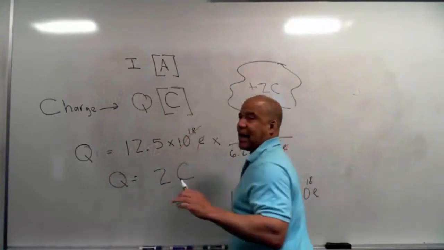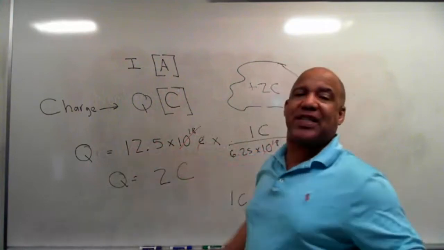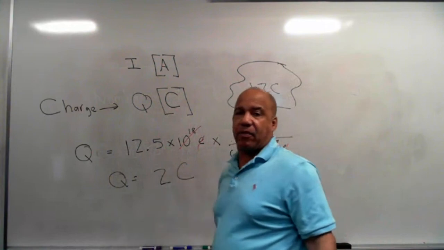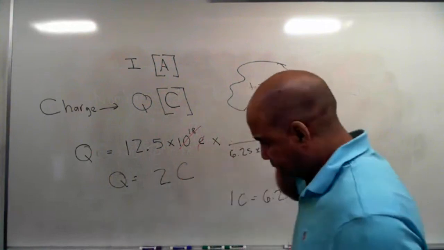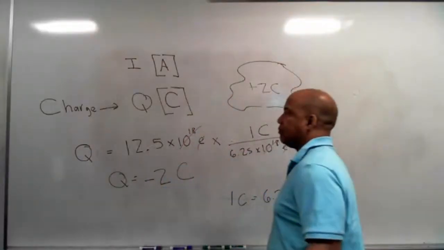2 coulombs. Now, you got to be careful because the math doesn't tell you which sign to add. Are these coulombs positive or negative? Which one is it? Negative. It's negative. Now, how do we know they're negative? Electrons were added to the dielectric. Yeah, and electrons have negative charge.